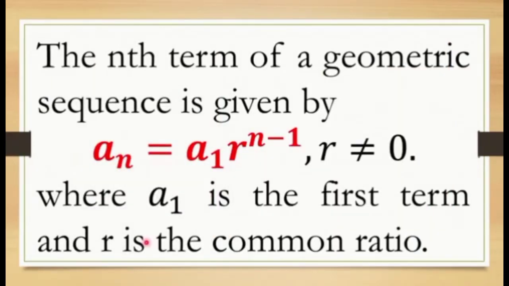The nth term of a geometric sequence is given by a sub n. So, remember this formula: a sub n is equal to a sub 1 times r raised to n minus 1. Take note, r should not be equal to 0. Here, a sub 1 is our first term, r is our common ratio, and n is the number of terms being taken.